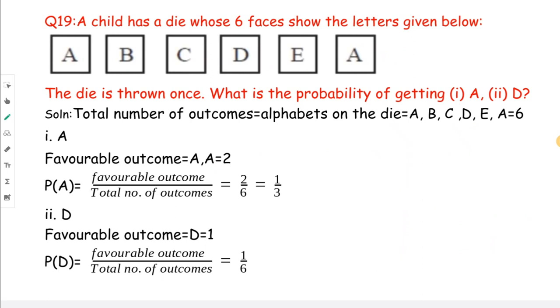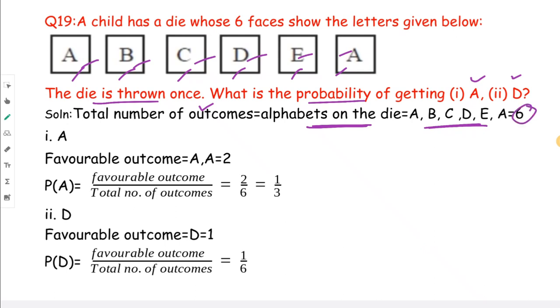Alright, question number 19. A child has a die whose 6 faces show the letters given below. Alphabets, right? Instead of numbers, these are the alphabets A, B, C, D, E, and A. The die is thrown once, what is the probability of getting A and D? So let's first find the total number of outcomes, from what we'll get from the alphabets on the die, right? There's 1, 2, 3, 4, 5, and 6. Clear? So that's my total number of outcomes.